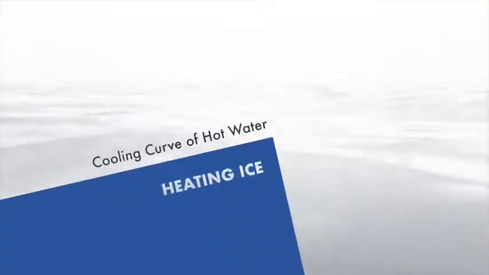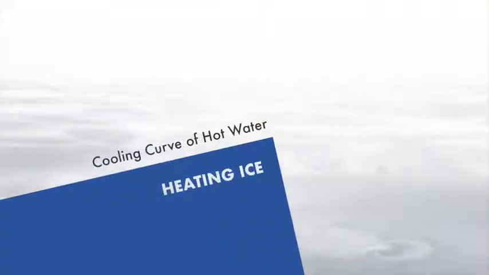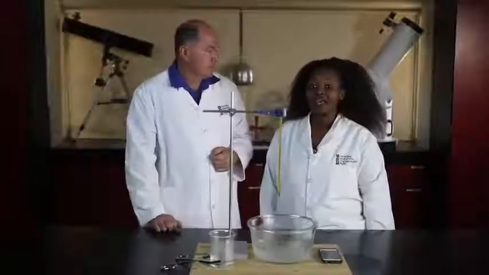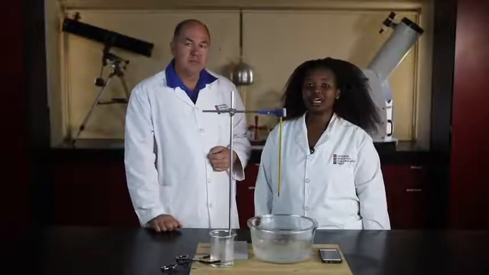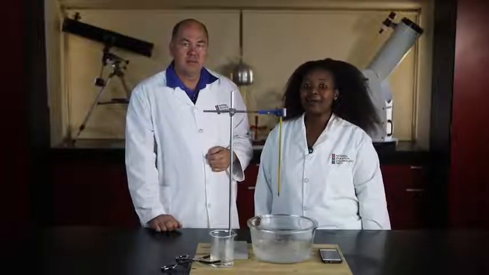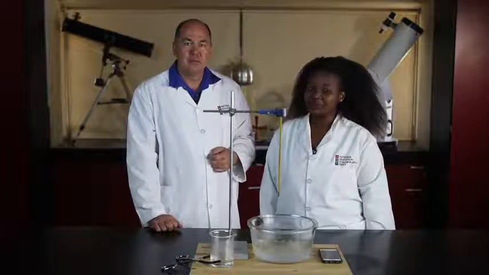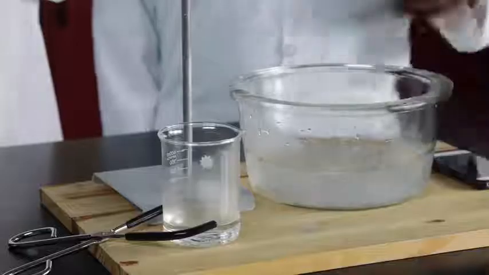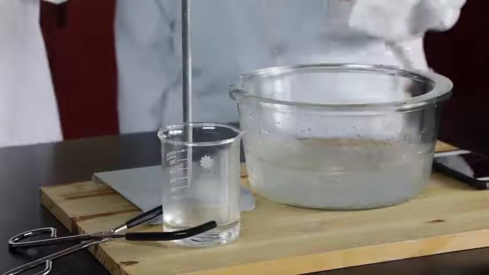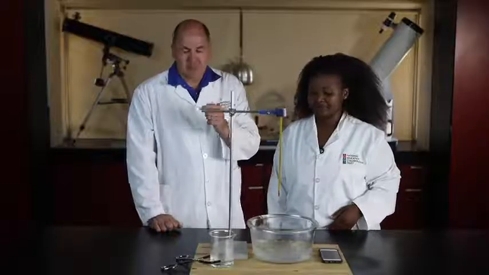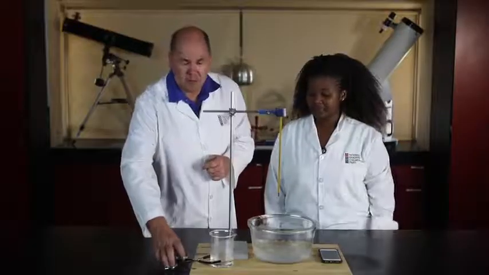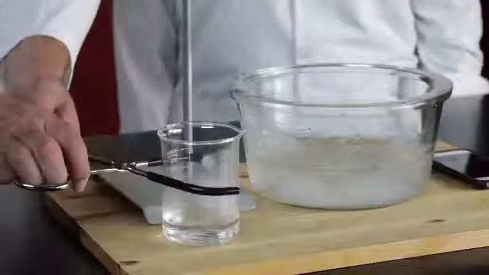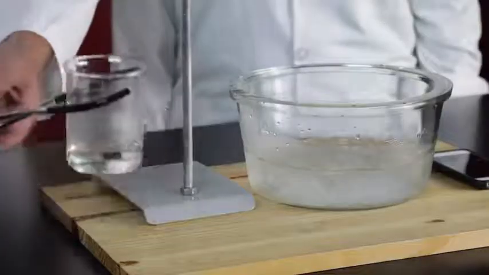Now we're moving on to the cooling curve of hot water. The hot water has to cool down. It can cool down in the air, but the rate of cooling will be fairly slow. We have decided to cool the hot water in a trough of crushed ice so that it cools at a faster rate. So let's pick up the beaker of hot water and we're going to put it into the ice.